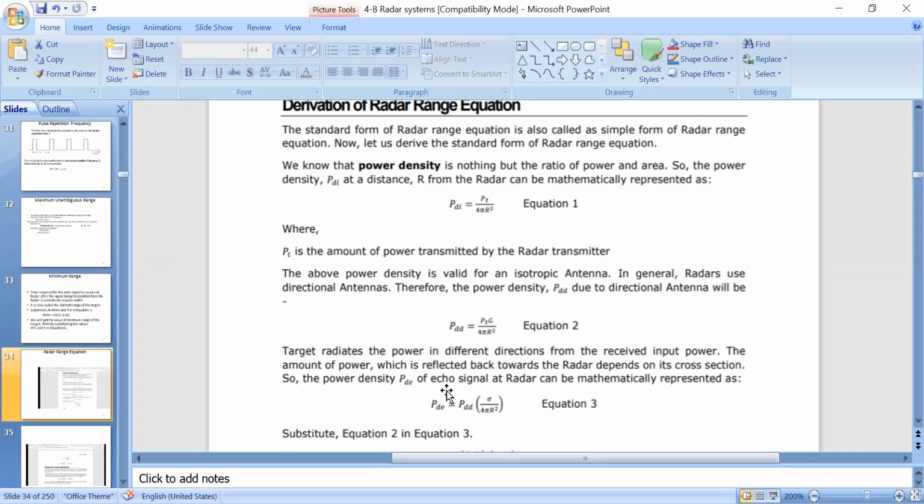Coming to the third one, a target radiates the power in different directions from the received input power. Whenever the radar antenna transmits power towards the target, it is hit by the target and that energy is reflected in all directions. The amount of power which is reflected back towards the radar depends on its cross section, the radar target cross section, which is denoted with the letter sigma. Now we are taking that into consideration as well.